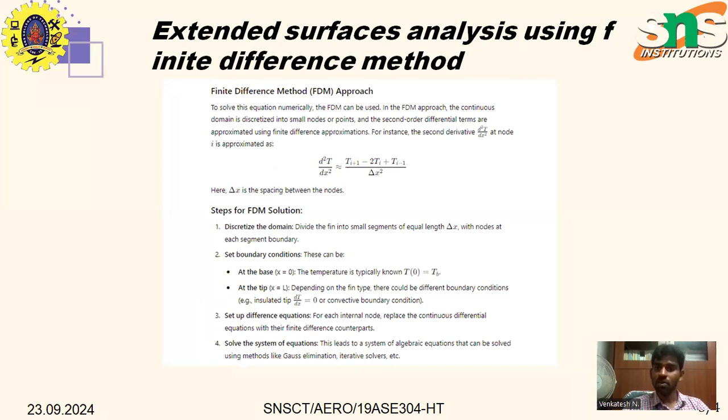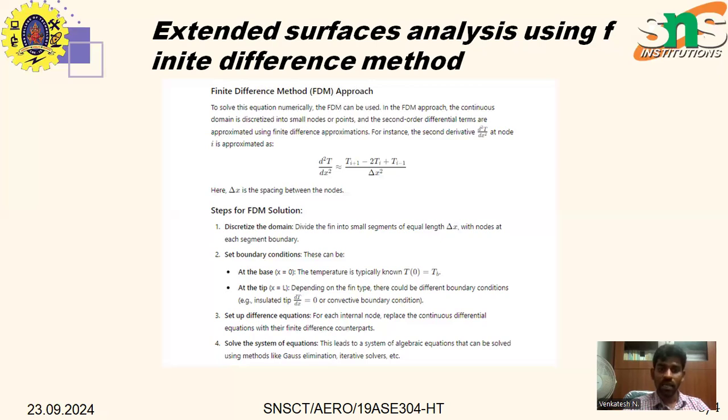In the FDM approach, the continuous domain is discretized into small nodes or points, and the second order differential terms are approximated using finite difference approximations. For instance, the second derivative d squared T by dx squared at node i is approximated as (T(i+1) minus 2T(i) plus T(i-1)) divided by delta x squared. Here delta x is the spacing between the nodes.